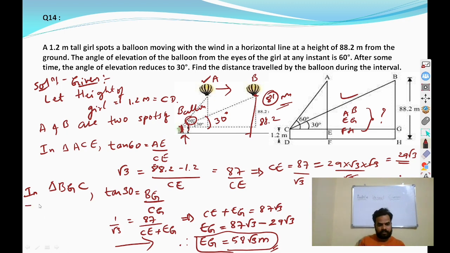Right, therefore the height. Therefore, here you can write the conclusion. Therefore, AB is equal to 58 root 3 meter. Therefore, what conclusion will we write? Therefore, the distance traveled by the balloon during the interval is 58 root 3 meter. Right? 58 root 3 meter is the distance covered by the balloon during this.